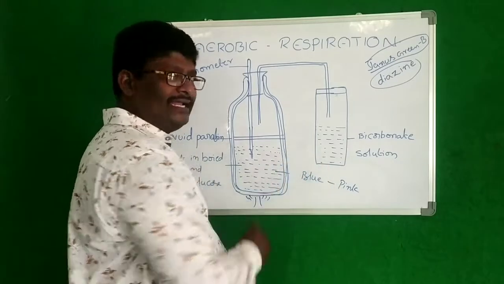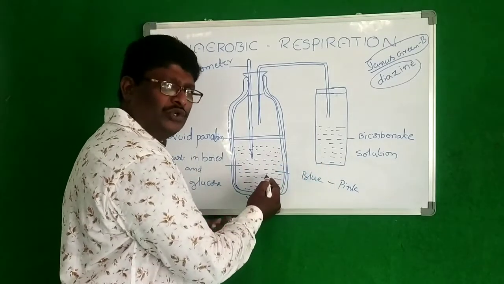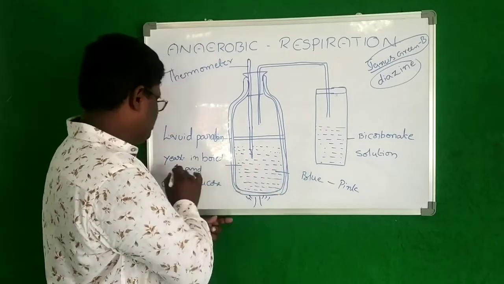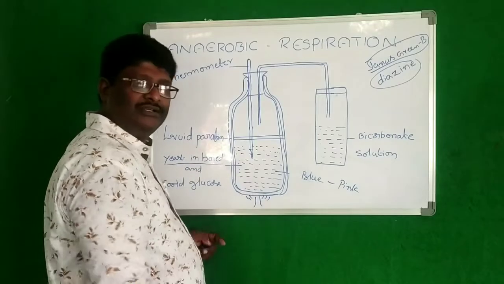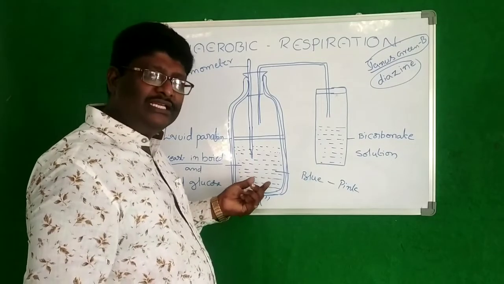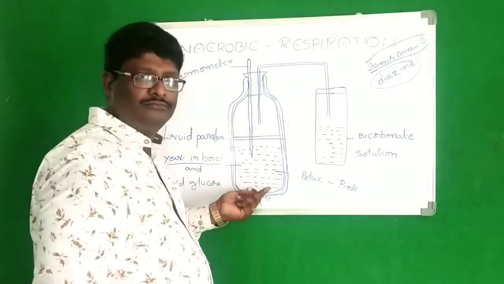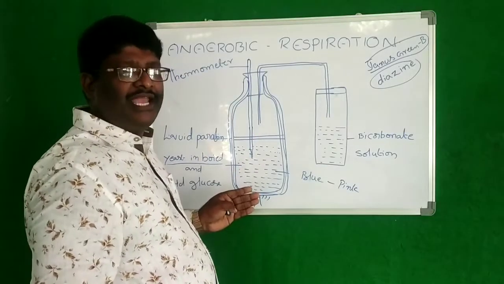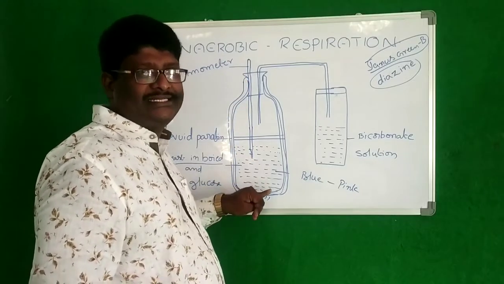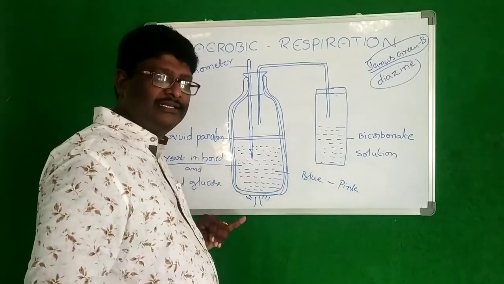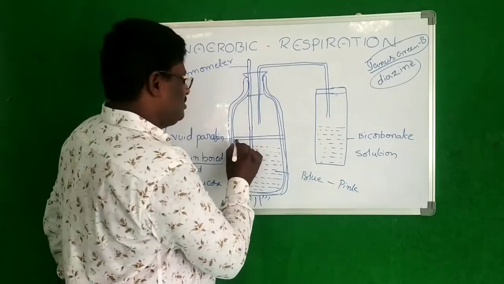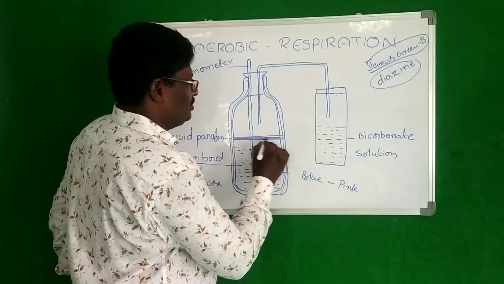immediately we have to add yeast cells to this glucose solution. When we add the yeast cells, the air should not enter the glucose solution again. So that's the reason we immediately pour the paraffin solution on top of the glucose solution. Paraffin solution.